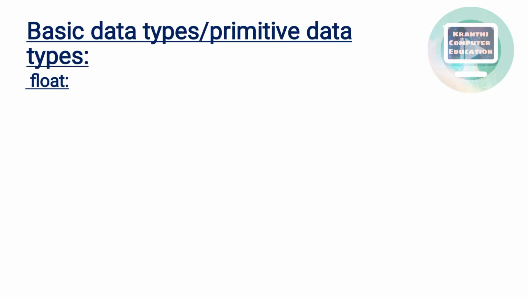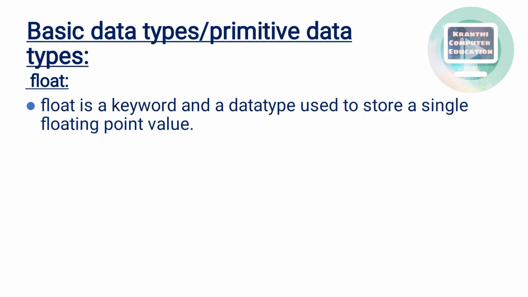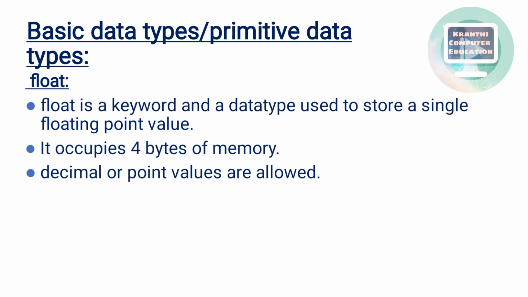So next we will see the third primitive data type, that is float. Float is a keyword and it is a data type. It is used to store single floating point values. Here a float occupies 4 bytes of memory to be stored. So float means floating point values, meaning decimal numbers or real numbers or point values are allowed.